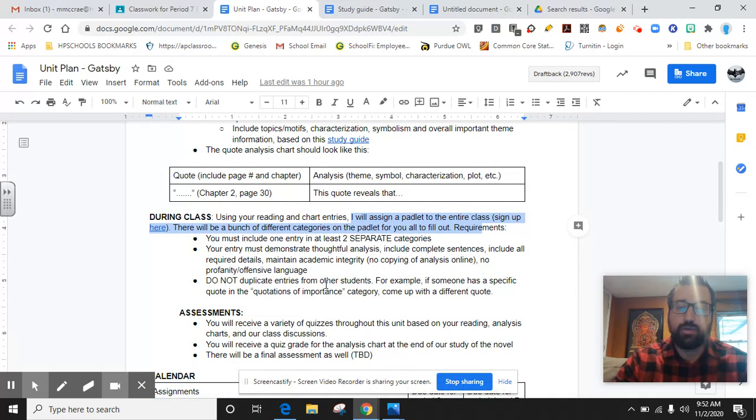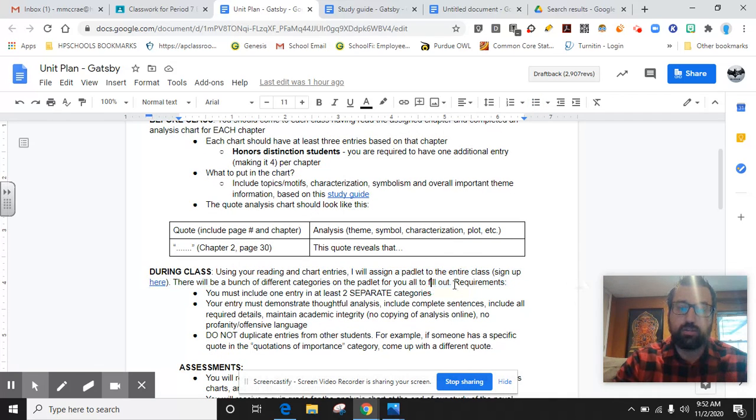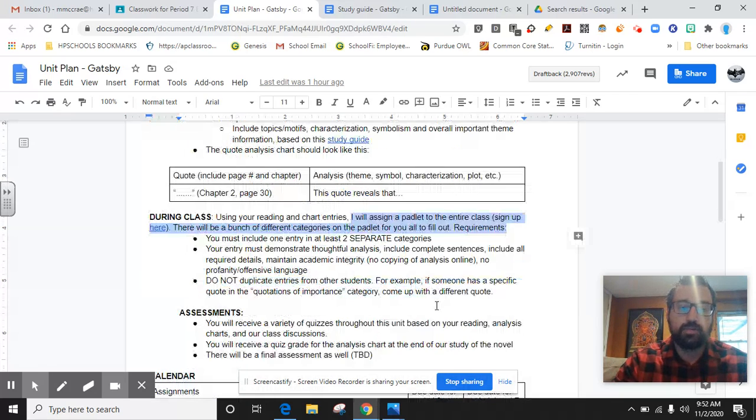Based on the Padlet and our discussion, based on your analysis and reading, hopefully you'll be able to figure out some of the important elements of Gatsby, and then you will have quizzes here and there. The quizzes will be based on these discussions and your entries. So that's why it's important for you to be here for these discussions and to participate in them and to listen to them, because I will take quiz questions directly from those conversations. Okay?